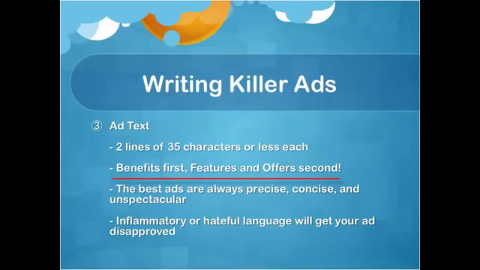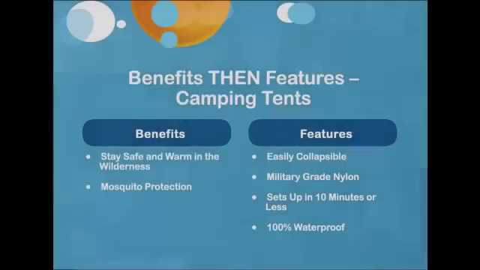Ads have been shown to get up to 36 times the click-through rate just by switching around the order of the benefits and features without changing anything else in the ad. Absolutely amazing. So for example, let's go back to my camping tents. Some features of my camping tents may include easily collapsible, made from military-grade nylon, sets up in 10 minutes or less, 100% waterproof, and the list may go on and on.